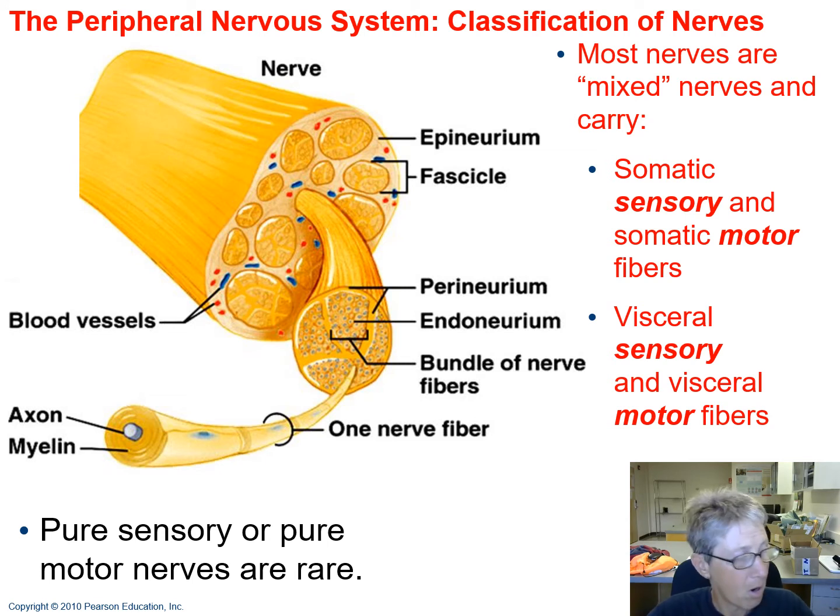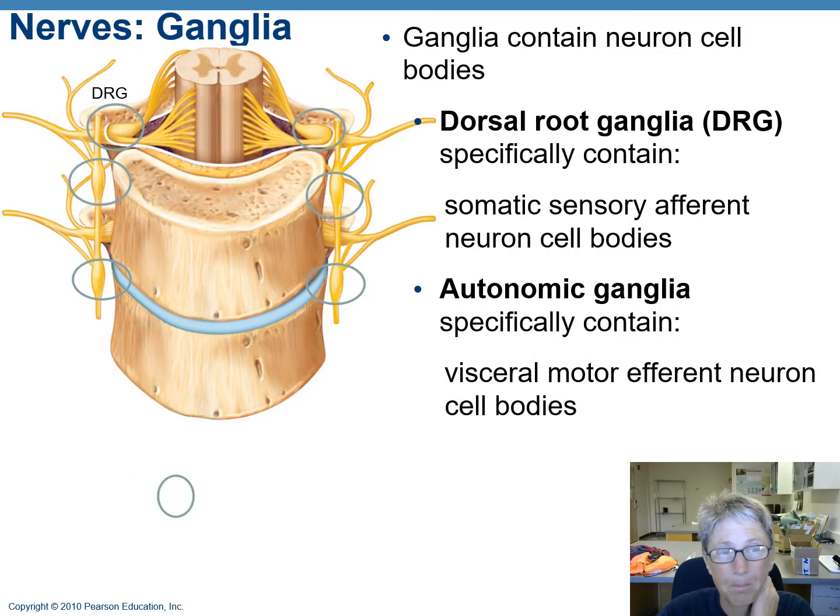Most of the nerves in our body are mixed nerves. And they carry somatic sensory and somatic motor fibers. So hopefully remember, whenever you see somatic, you're thinking skeletal muscle, joints, and skin. Other nerves can carry visceral sensory axons and visceral motor axons, if they're going to and from the viscera, so heart, lungs, GI tract. Pure sensory or pure motor nerves are rare, but there are a few, and we'll talk about them.